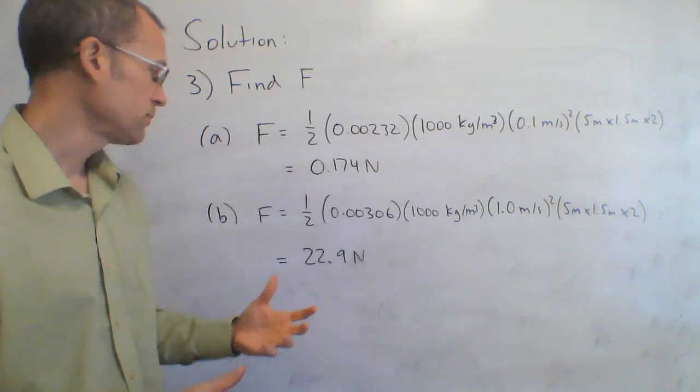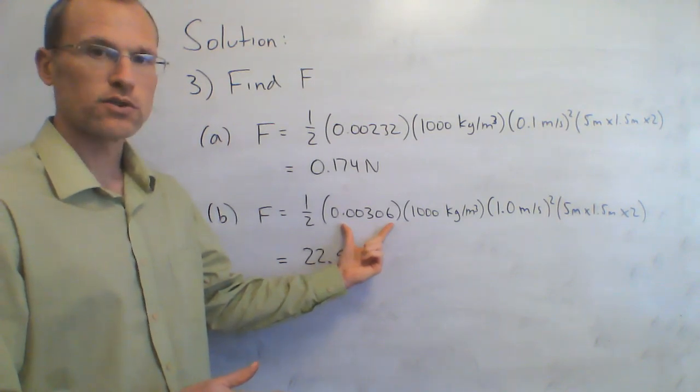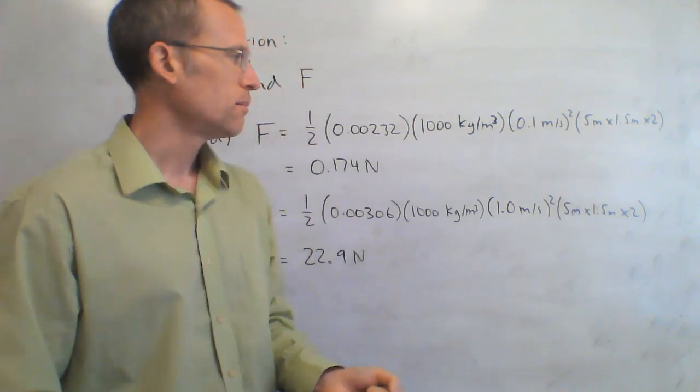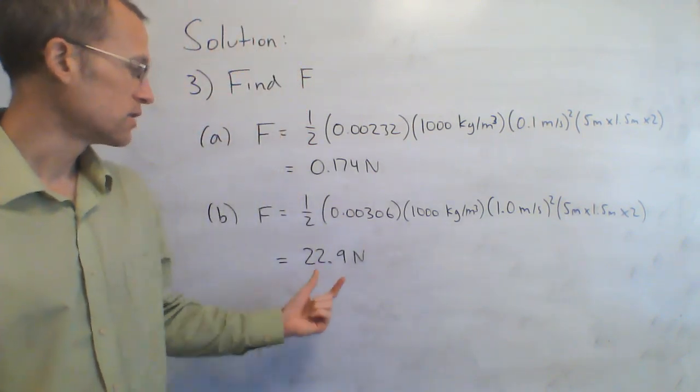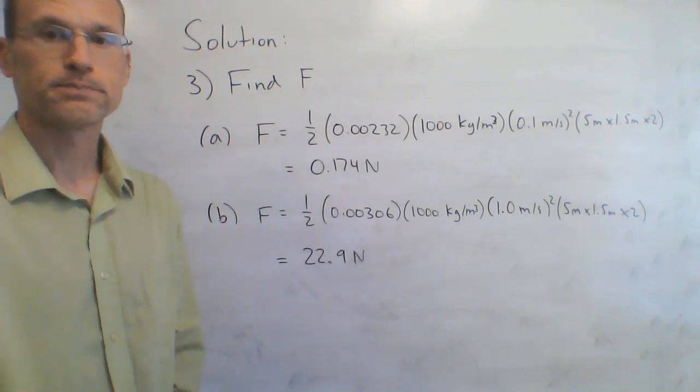Same thing for part B, but now I have my turbulent value of CF, 0.00306, and my velocity of 1.0 meters per second squared gives me a drag force in that case of 22.9 newtons.